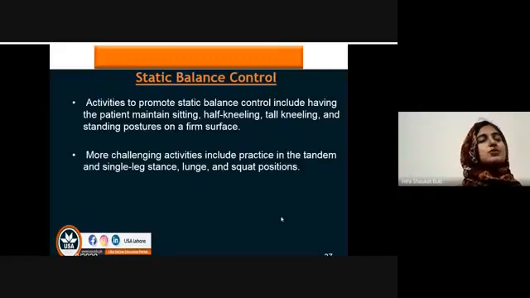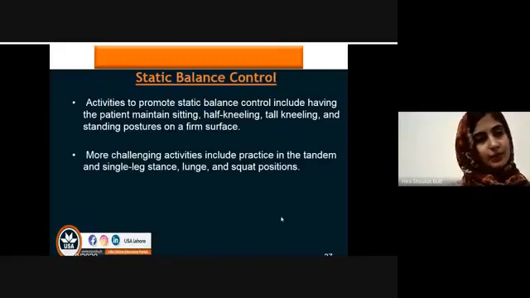Okay, if the person is not able to maintain a position like this, you have to ask him to practice it daily, and that will be his exercise. Okay, you can make things more complex by progressing, by increasing the repetitions, by narrowing the base of support, or by adding some other challenges, some other progressive things if you want to add. Okay, so let's start with the balance control.